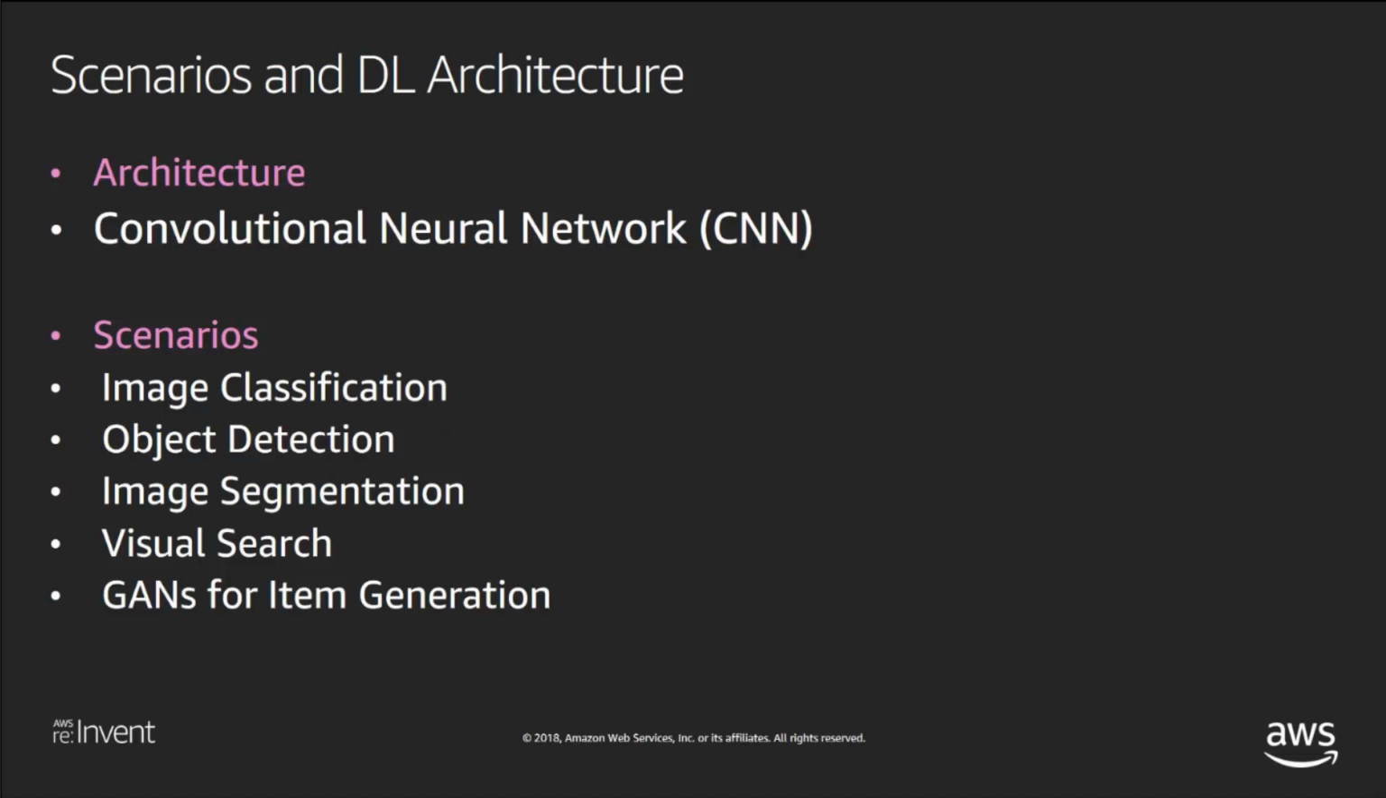What we're going to do today is to go over some of the deep learning architectures for machine vision, namely the convolutional neural net. We'll explain how it works. Then we'll also look at some of the scenarios, such as image classification, object detection, image segmentation, and visual search. And finally, we'll look at a very interesting new development in deep learning and machine vision, something called the GAN networks. We're able to use that to generate very realistic items based on data sets that we have.